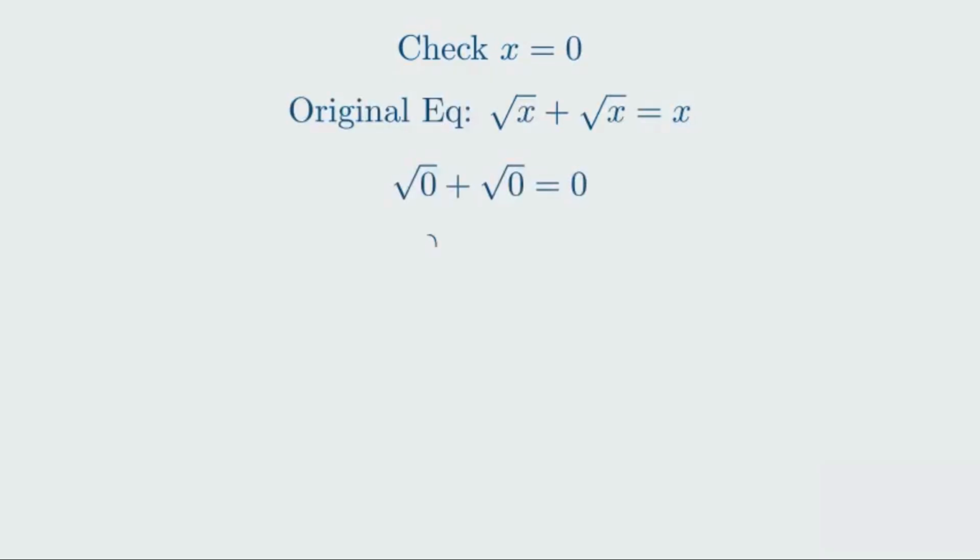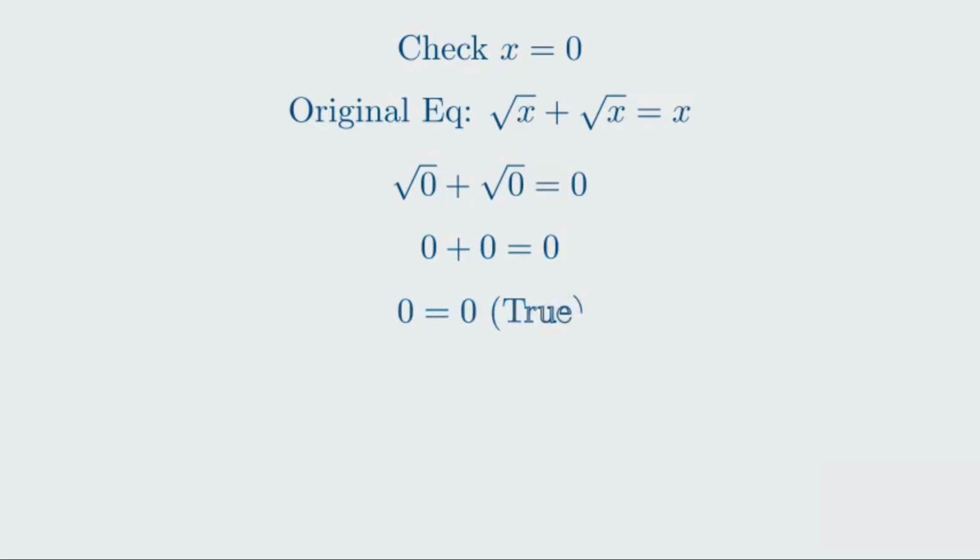First, let's check x equals 0. We'll substitute it back into the original equation. The square root of 0 is 0. So we get 0 plus 0 equals 0, which is a true statement. This confirms that x equals 0 is a valid solution.